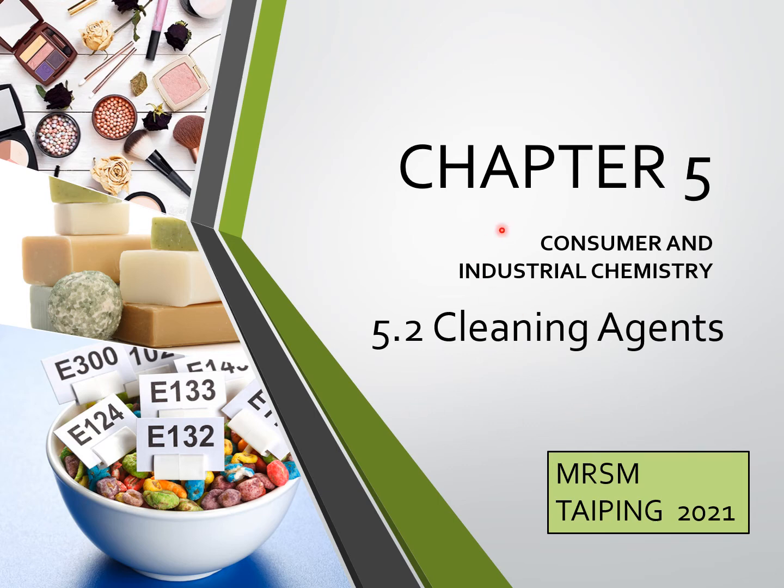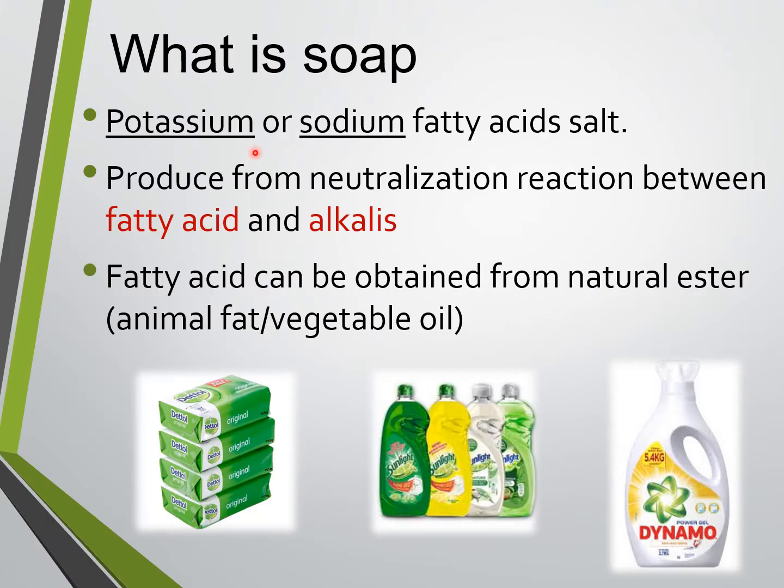So again, now chapter 5, Consumer and Industrial Chemistry, 5.2, Cleaning Agents. What is soap? Soap is potassium or sodium fatty acid salt produced from the neutralization between the fatty acid and alkalis, the carboxylic acid and the alkalis. Fatty acid can be obtained from natural esters such as animal fats and vegetable oils.